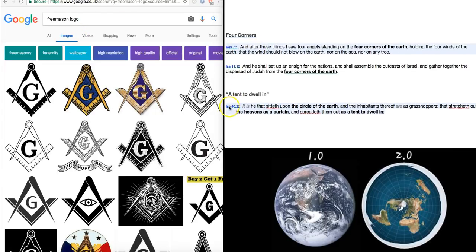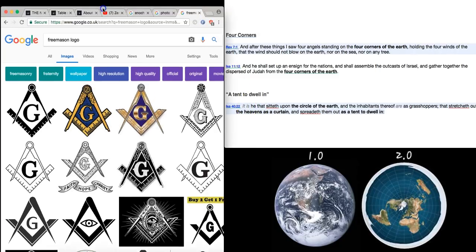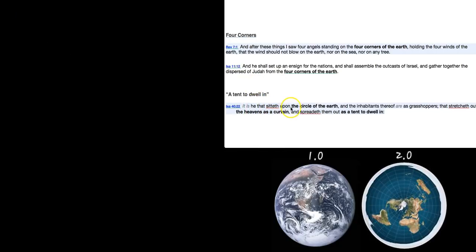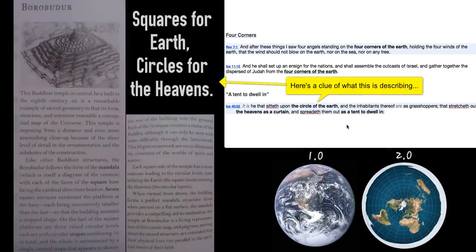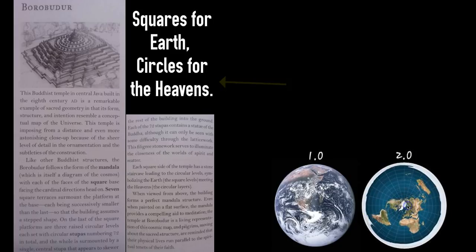So shifting our attention to Isaiah 40:22, which is often used by flat earthers to show that this circle map is correct. It states, "It is he that sitteth upon the circle of the earth, and the inhabitants thereof are as grasshoppers, that stretcheth out the heavens as a curtain, and spreadeth them out as a tent to dwell in." So he sits upon the circle. If God's sitting above the dome, he's not sitting literally on the circle.